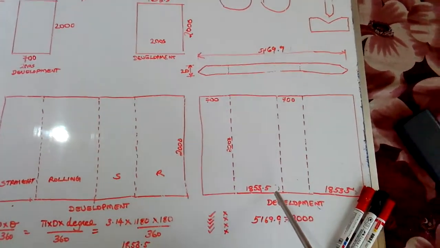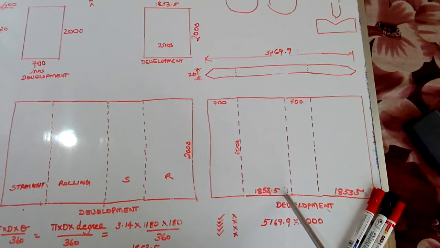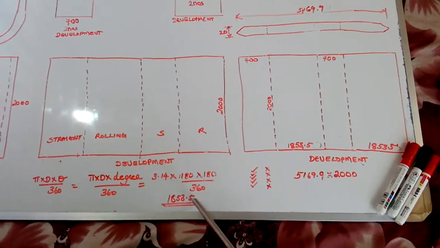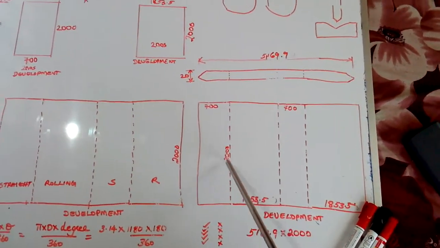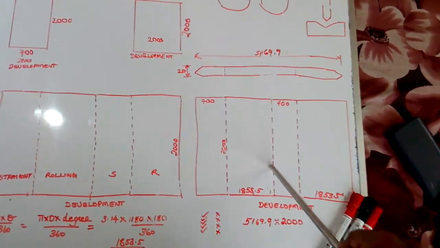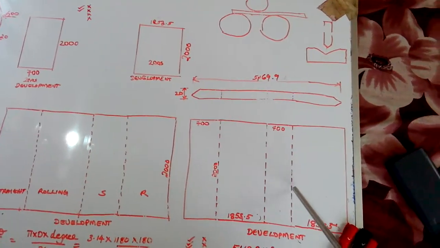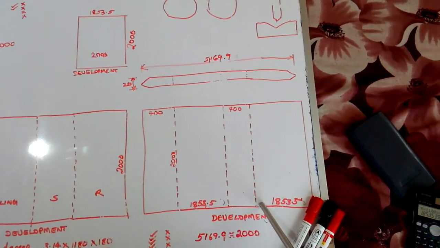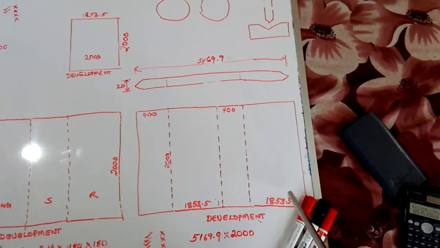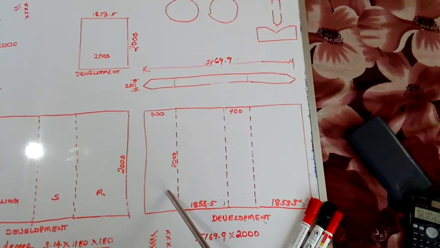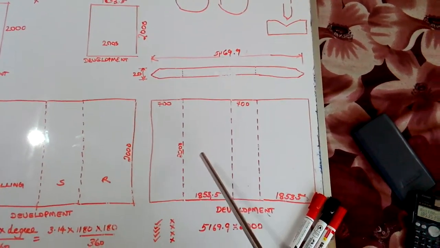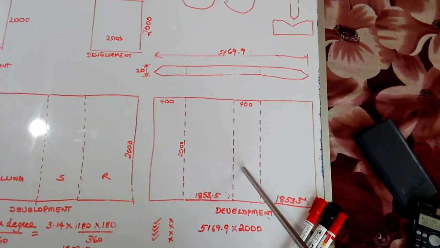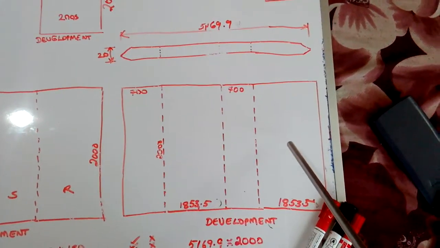From here to here is 1853.5, because we got the perimeter. It is the rolling area. Again straight area, this is 700. That is, again we get the rolled area, that is 1853.5. So 700's area, rolling area 1853.5, again straight area, that is 700, again rolled area.